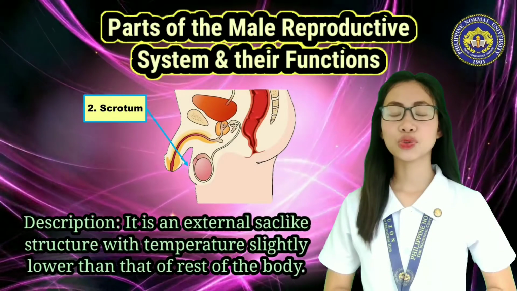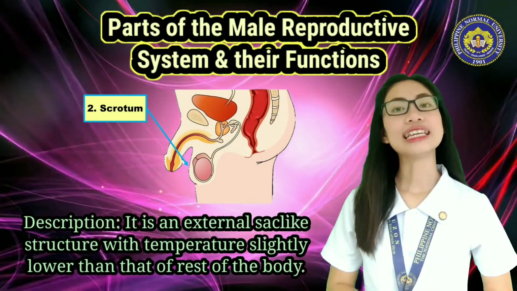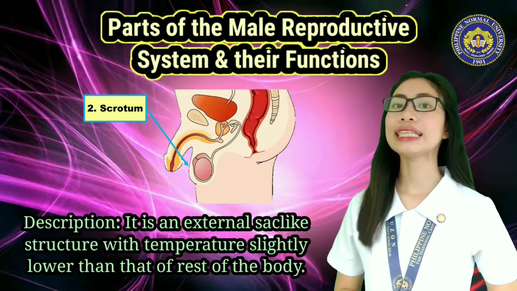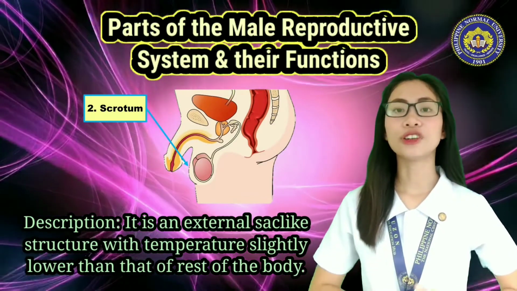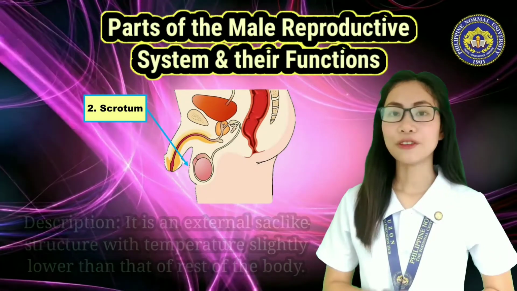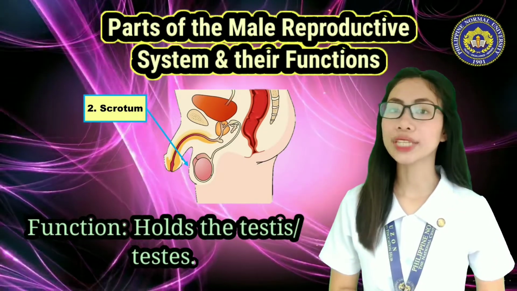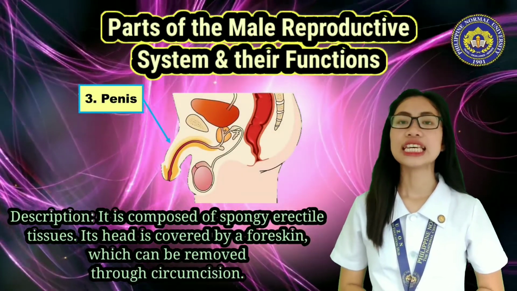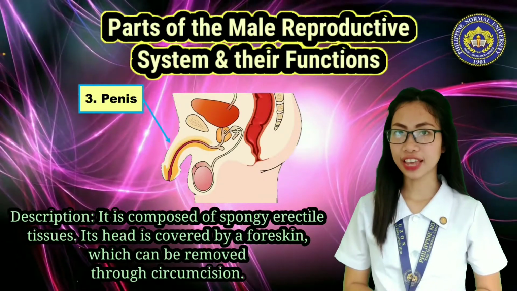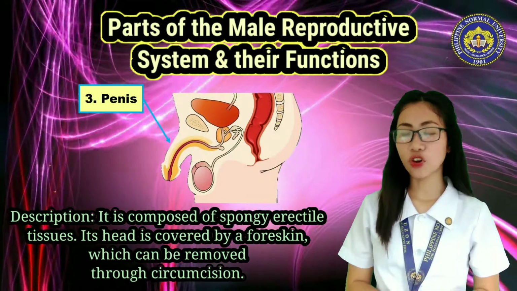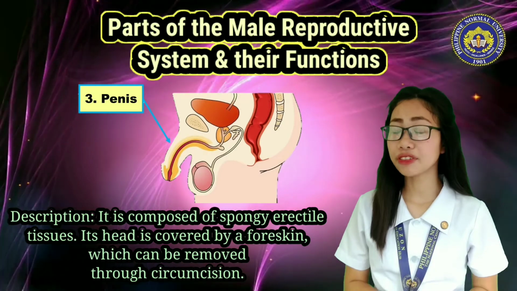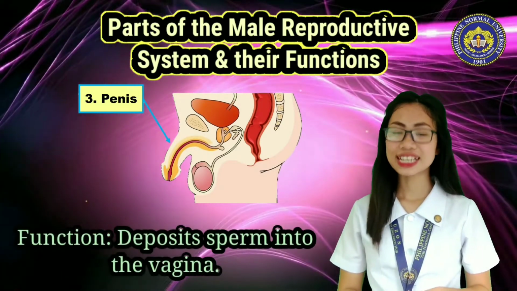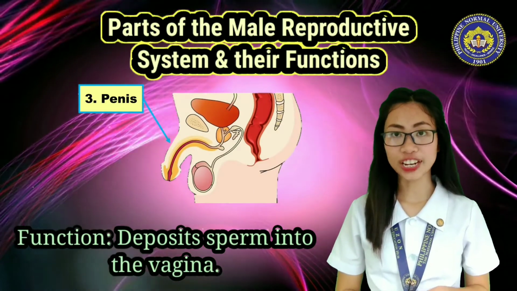The second one is the scrotal sac or scrotum. It is an external sac-like structure with temperature slightly lower than that of the rest of the body. The function of the scrotum is to hold the testes. Third is the penis. It is composed of spongy erectile tissues. Its head is covered by a foreskin which can be removed through circumcision. The function of the penis is to deposit sperm into the vagina.